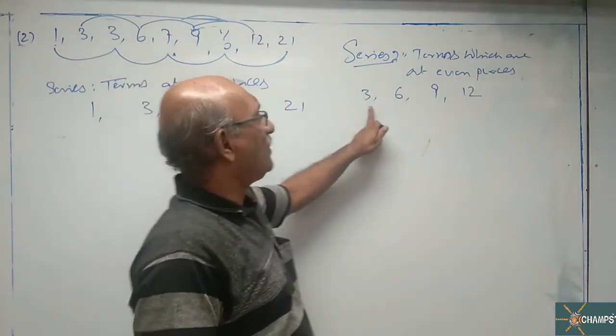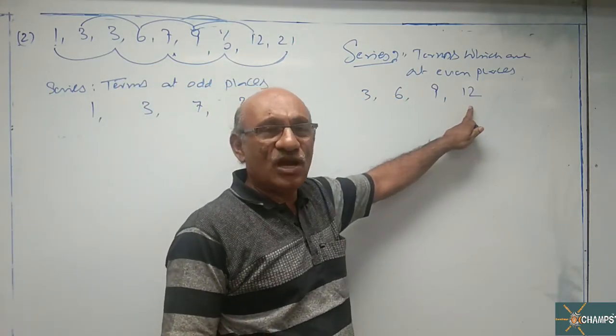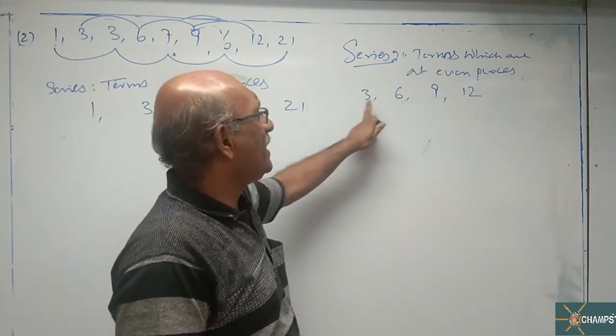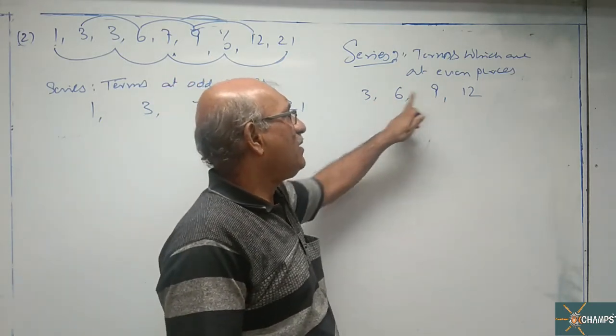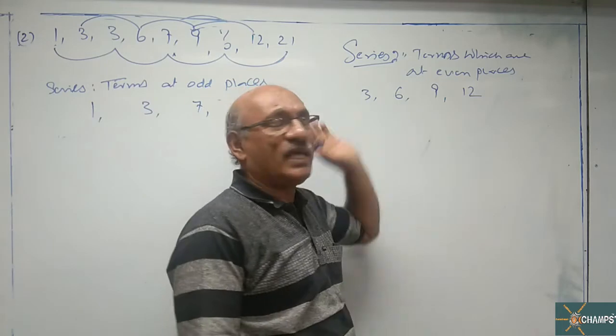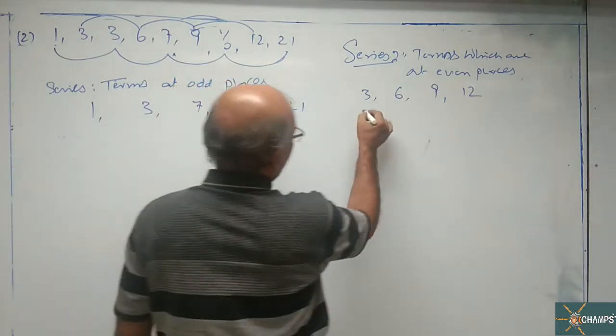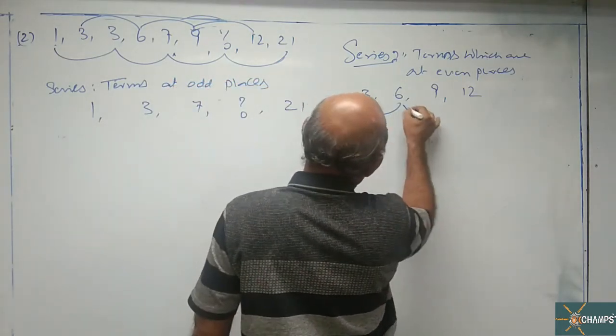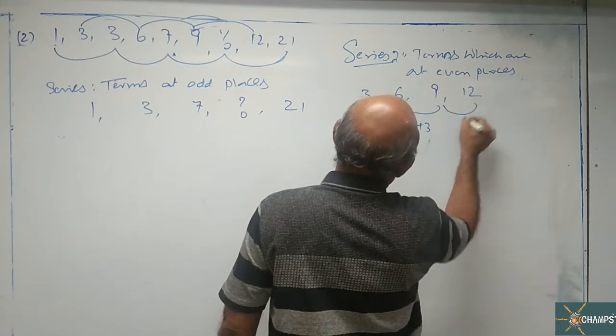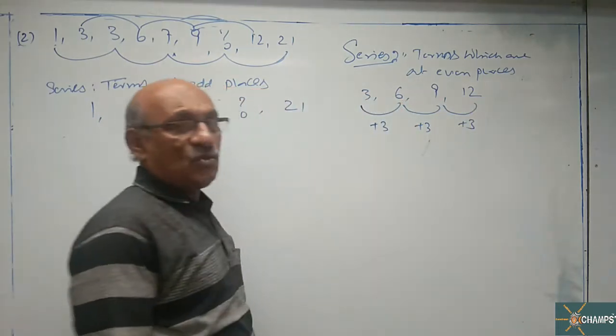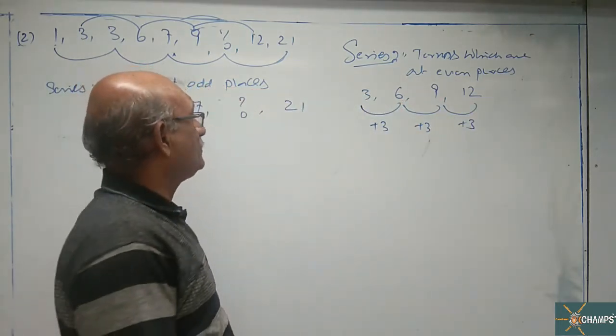Now here the difference between two terms is constant, sir. 6 minus 3 is 3, 9 minus 6 is 3, 12 minus 9 is 3. So, plus 3 here, plus 3 here, plus 3 here. This way 3 is added.